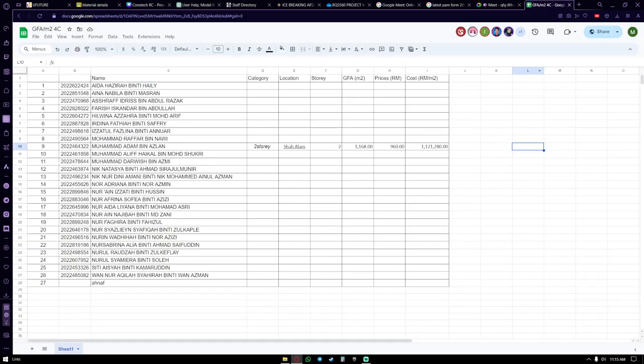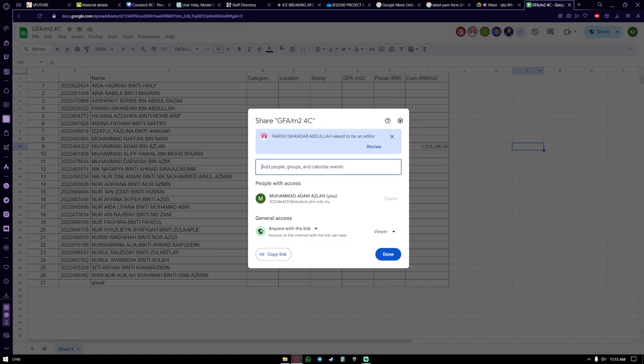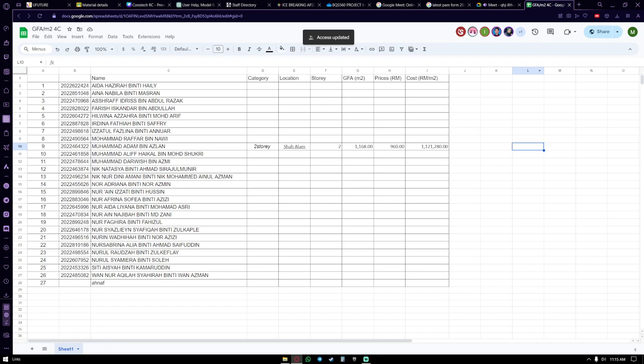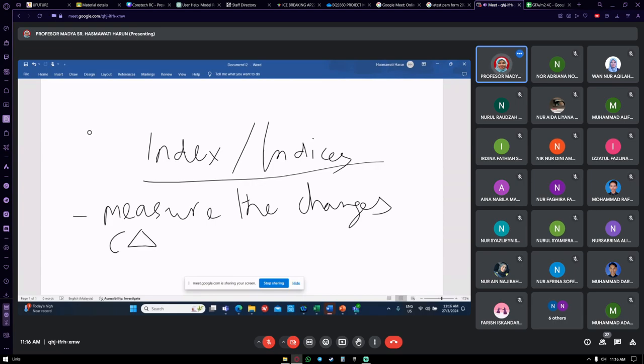So apa tu index? Index ni bukan hanya pada tender price index or building cost index. Kadang-kadang kita ukur inflation index, population index. Kadang-kadang kita ukur macam-macam jenis index, tak kisah dalam industri apa sekalipun. So apakah fungsi indeks? Itu yang kita nak tahu secara general terlebih dahulu sebelum kita pergi kepada spesifik. Sebenarnya indeks ni dia measure the changes. Okay, changes ni kita guna perkataan, kita guna triangle macam ni, ya. Dia measure the changes of goods and services.